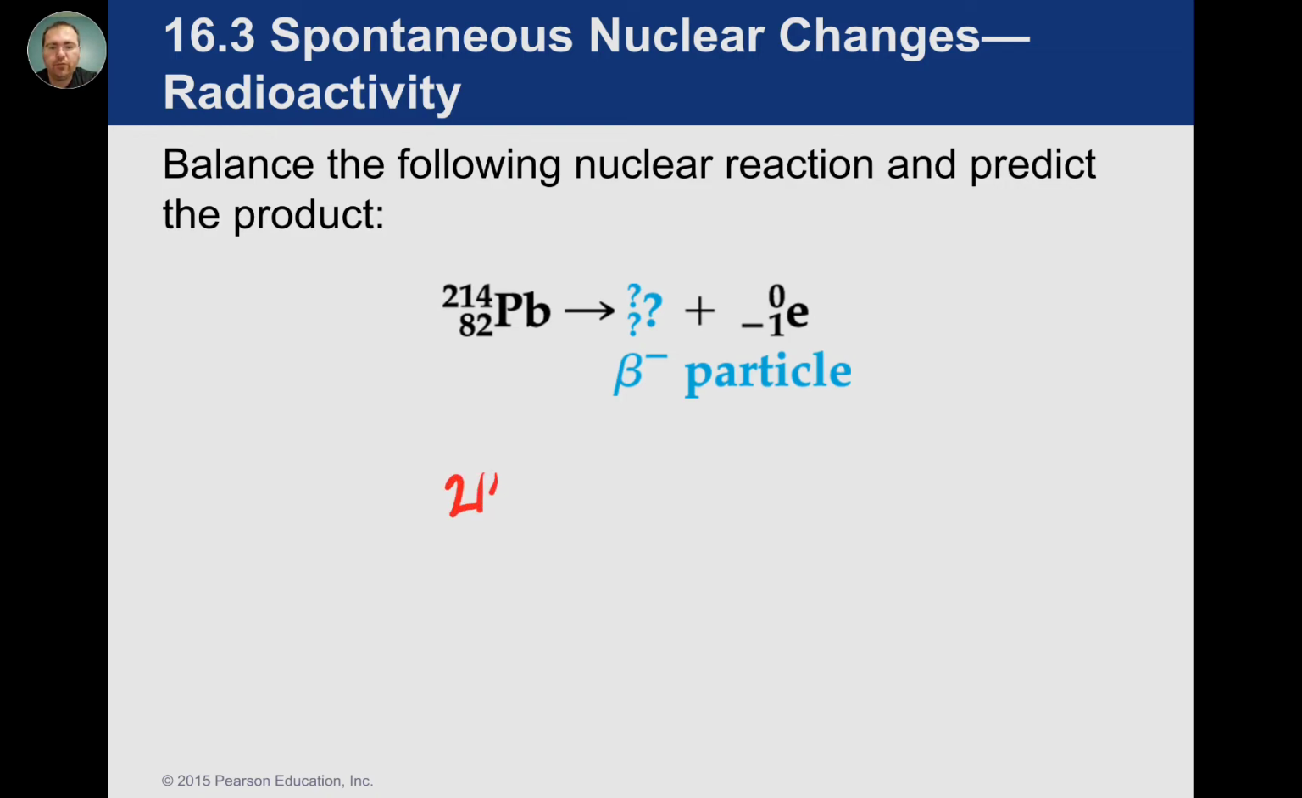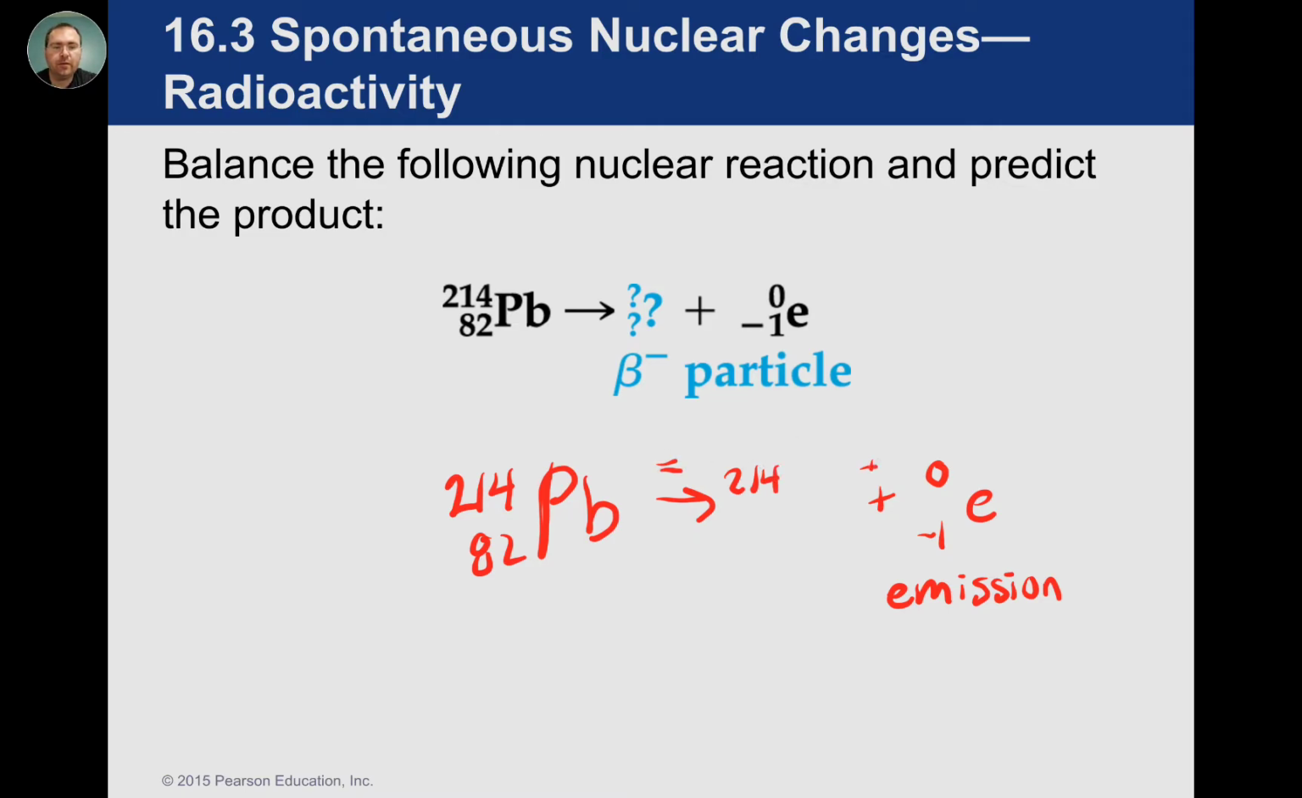So if we have a 214 lead, and we produce a beta particle or an electron, because they're really the same thing. Notice this is an emission because it's like coming out of the tailpipe of your car. It's escaping the nuclear reaction, so it's just like escaping the tailpipe of your car. If we have 214 on top, we should maintain 214 on top, because 214 equals 214 plus 0.